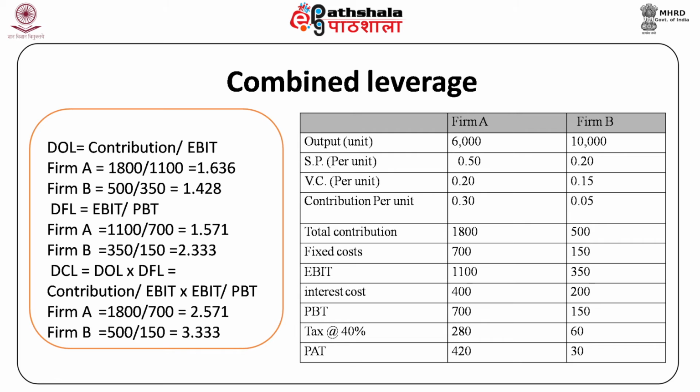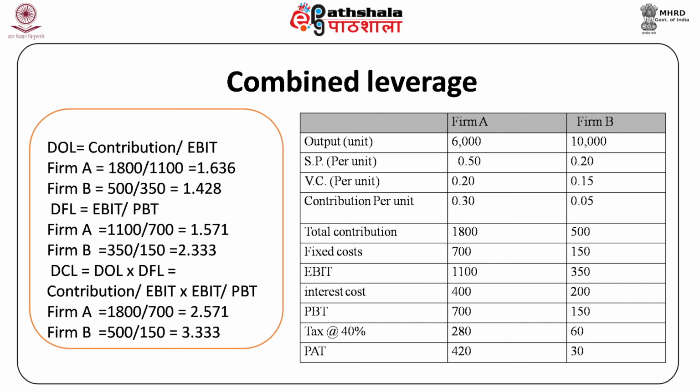Profit before tax 700 and 150. Tax at 40%, 280 and 60. Profit after tax 420 divided by 30. Degree of operating leverage is equal to contribution divided by EBIT. For firm A, it is 1800 divided by 1100, 1.636. Firm B, 500 divided by 350, 1.428.